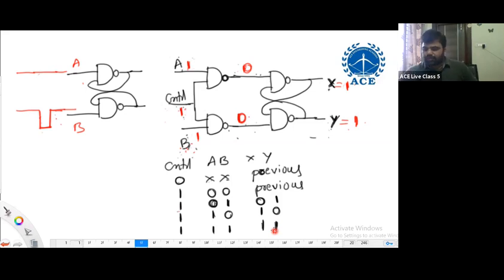But what is its functionality? Let us see. What is the circuit? Some of you might have already studied this.